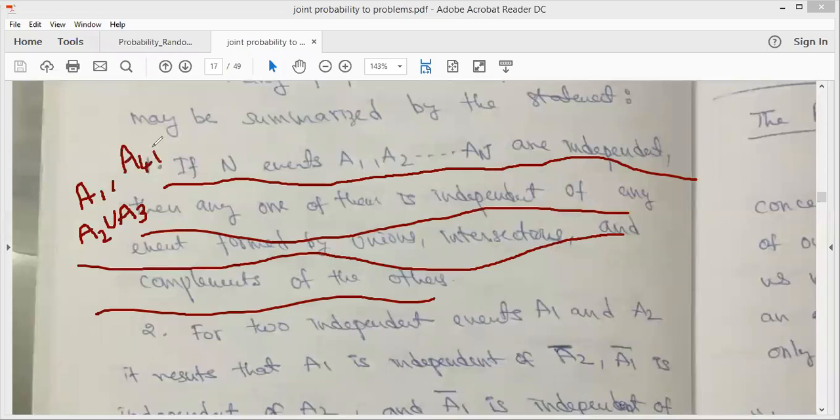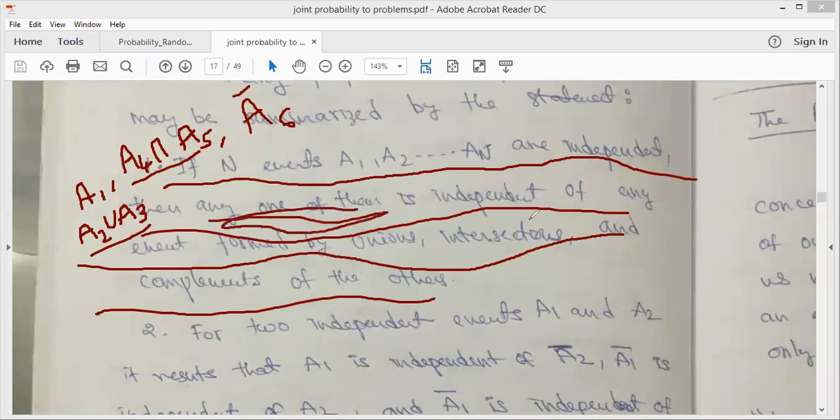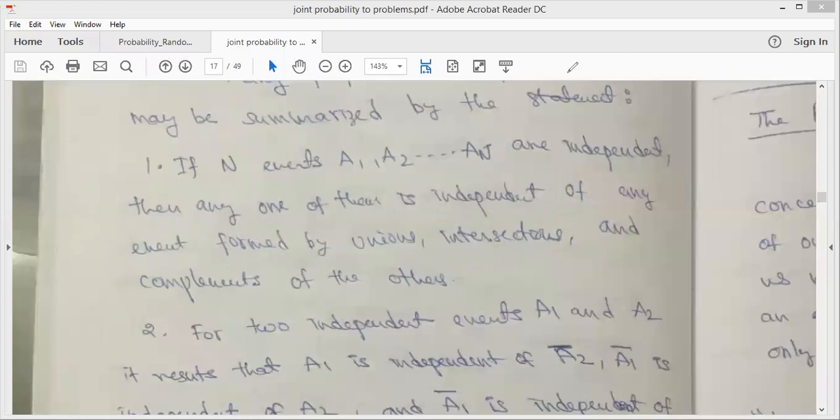A1 is independent of A2 union A3, and it is also independent of A4 intersection, the intersection of any two events. So whichever event you are taking will be independent of the other event which is formed by the union, formed by the intersection, and it is also independent of the complement of another event. So this is the first property: any one event, whichever you take, is independent of any event formed by the union, intersection, and complement of others. From the first property, we will be getting all other properties.